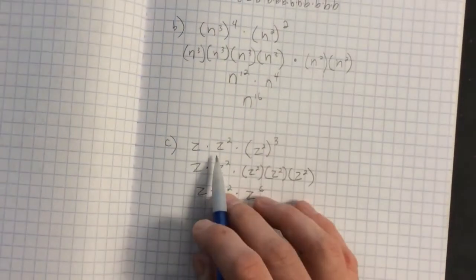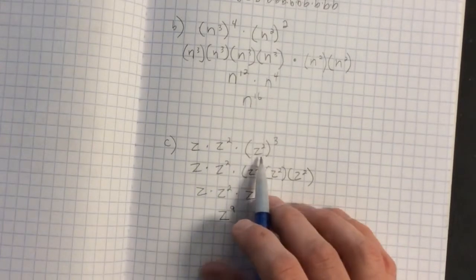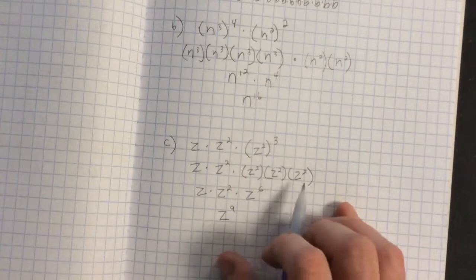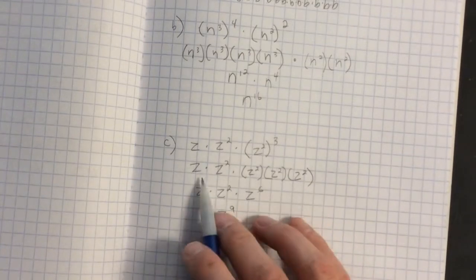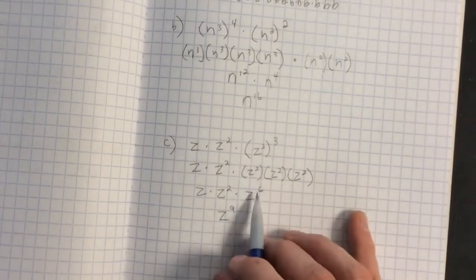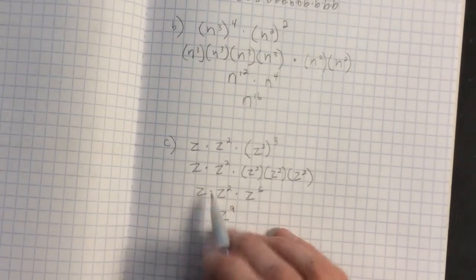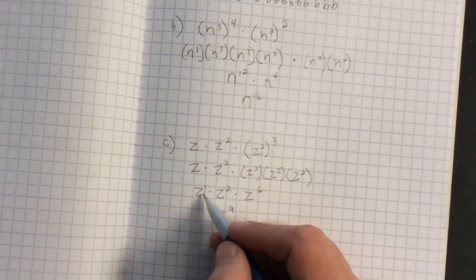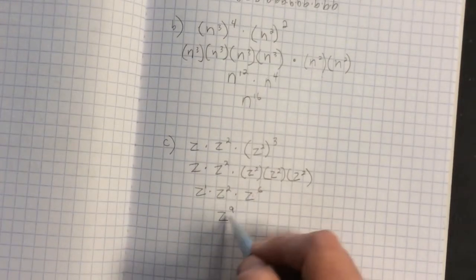And here we've got z times z squared times z squared, but to the third power. This z squared to the third just means z squared times z squared times z squared, and in turn, that equals z to the sixth. So now we have z to the first, if you want to think of it like that, times z squared times z to the sixth. So that's z to the third times z to the sixth, which is z to the ninth.